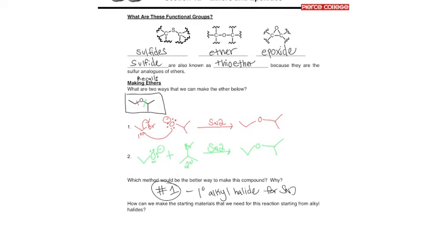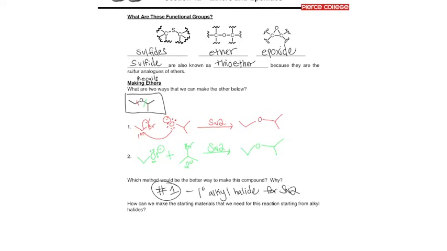for SN2. Because remember that if we do not have a primary alkyl halide, then we have a strong base like an alkoxide in the presence of something other than primary, like secondary, we're actually going to have E2 as major as opposed to SN2. So if we want SN2 as the major path, then we want to go this way.